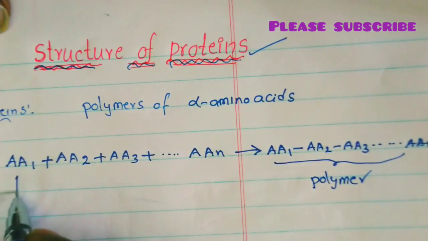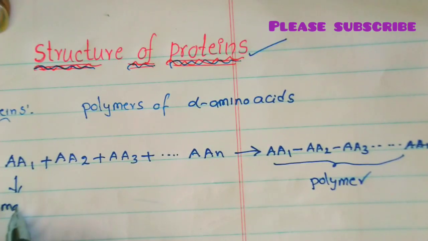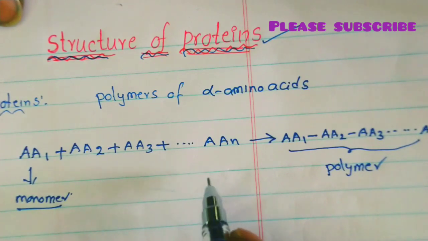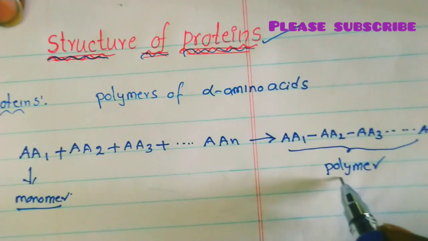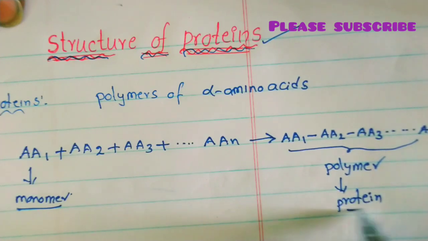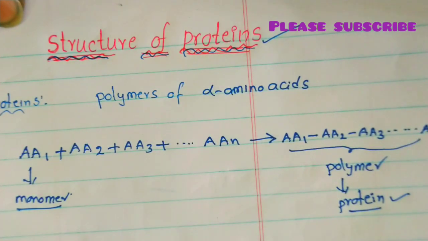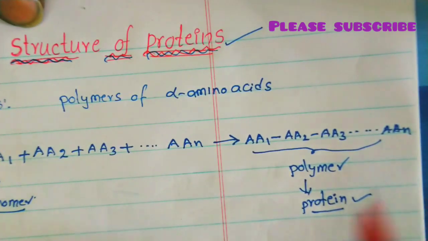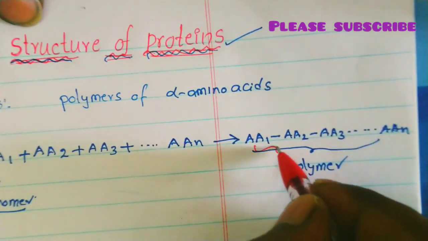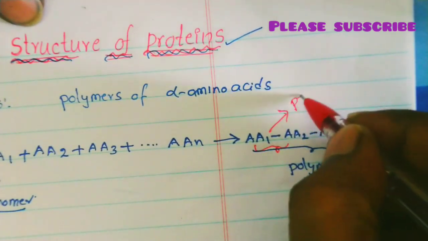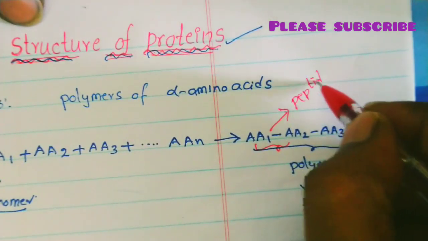So A1 is called as a monomer. Monomers are joined together, they form a polymer. The polymer is called as a protein. But here one of the important points is the bond between the amino acids. The bond between the amino acids is called as a peptide bond.